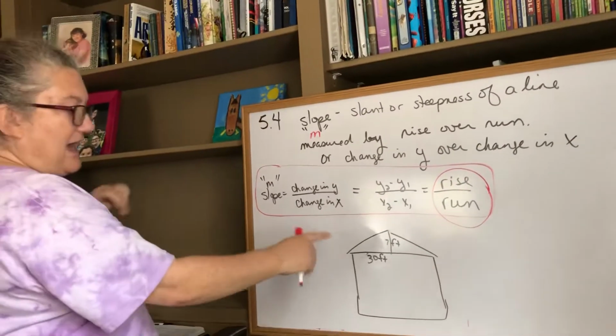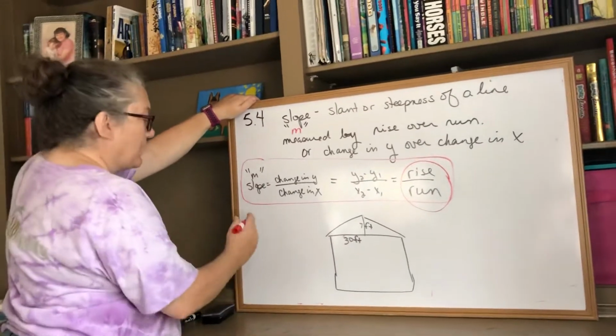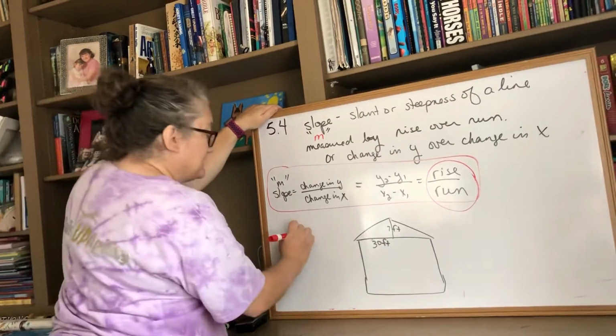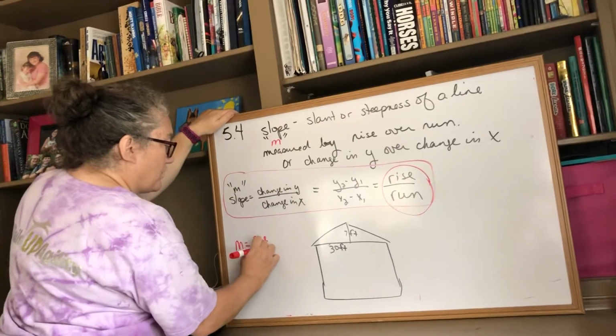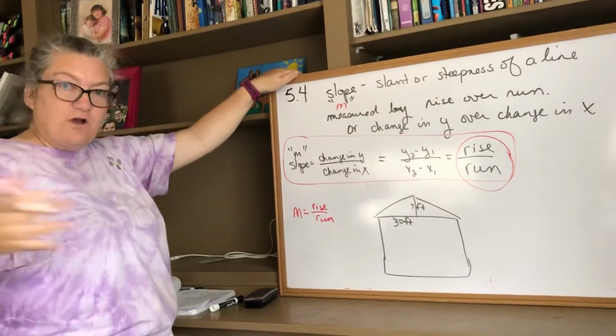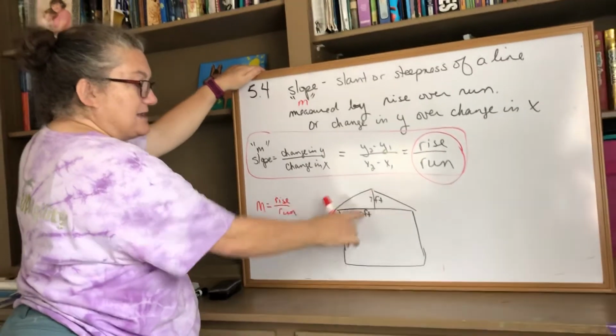Here we have a house and we have a roof, and we want to know what the steepness of this roof is. We would find that by M, which equals slope, and we would say that that is the rise over run. The rise is how far you're going up, and the run is how far horizontally you're going. So in this case, the rise is 7.